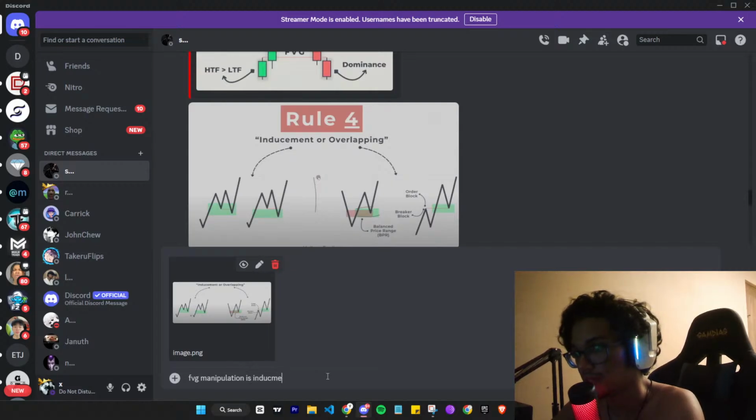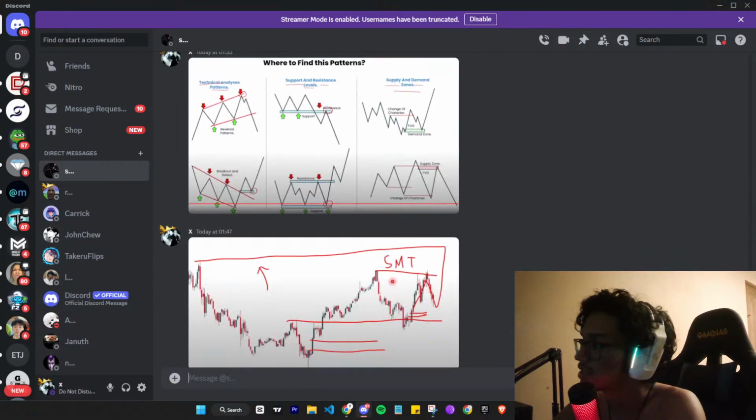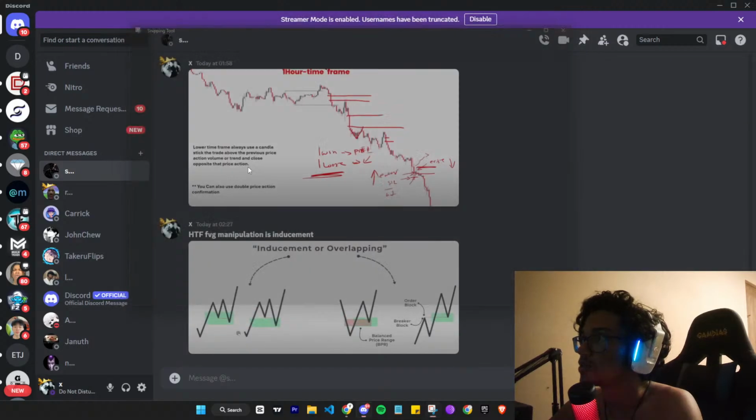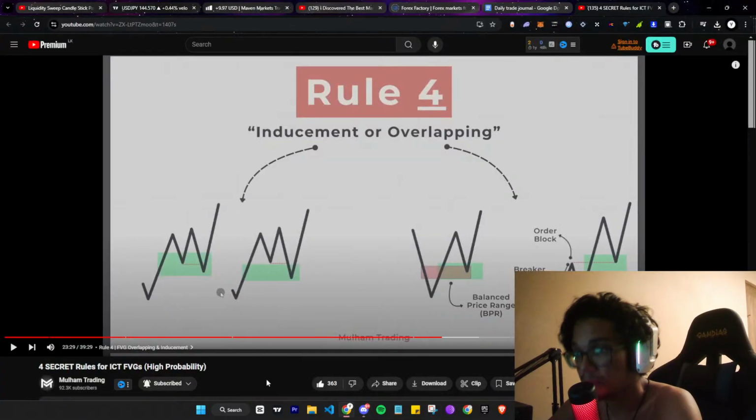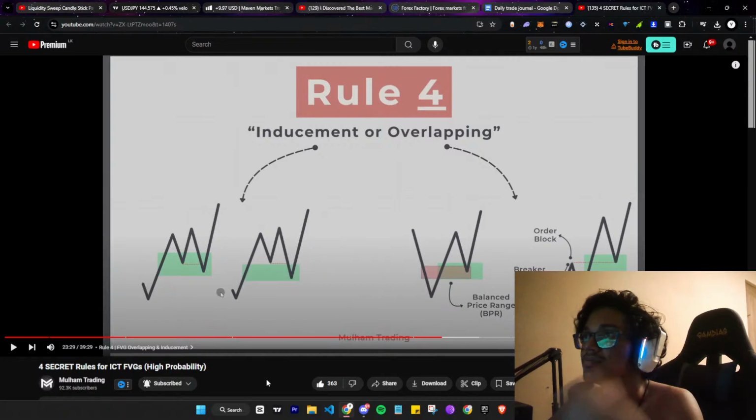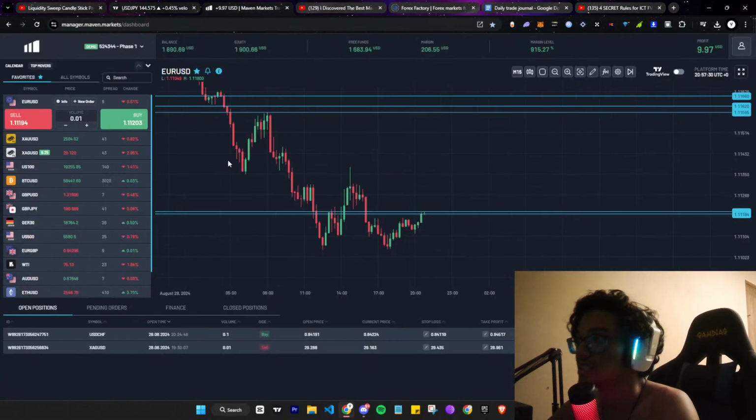High time for fair value gap manipulation though. So the context is what applies the most. So FVG, fair value gap manipulation, is an inducement zone. So you always need to see the price being swept at a fair value gap. That was something that was missing yesterday. So that's something I didn't really consider today as well.